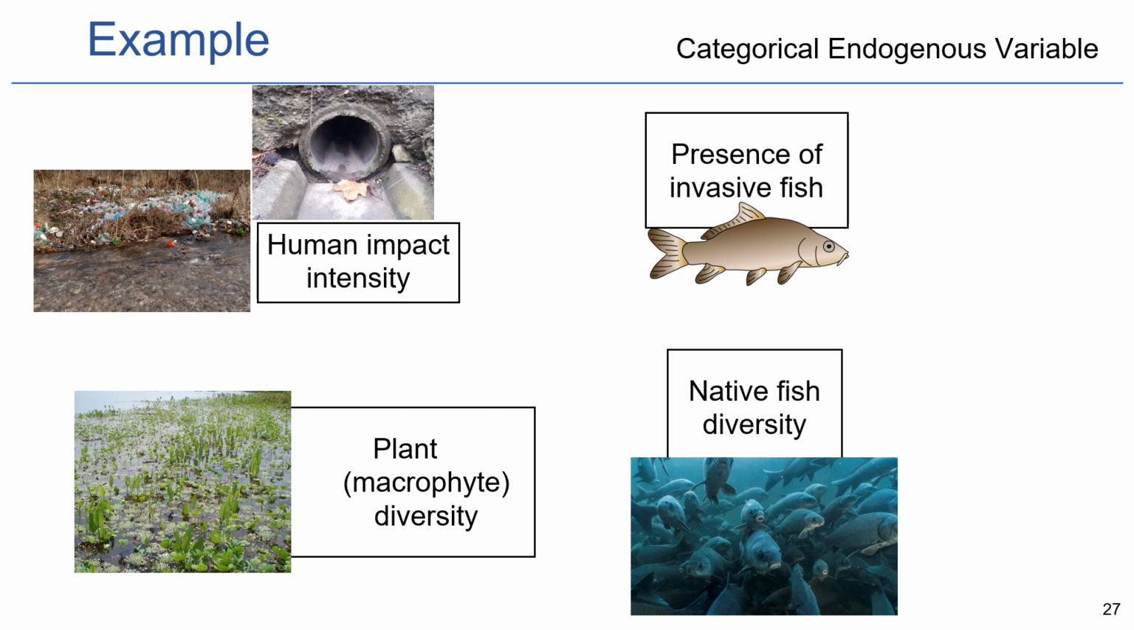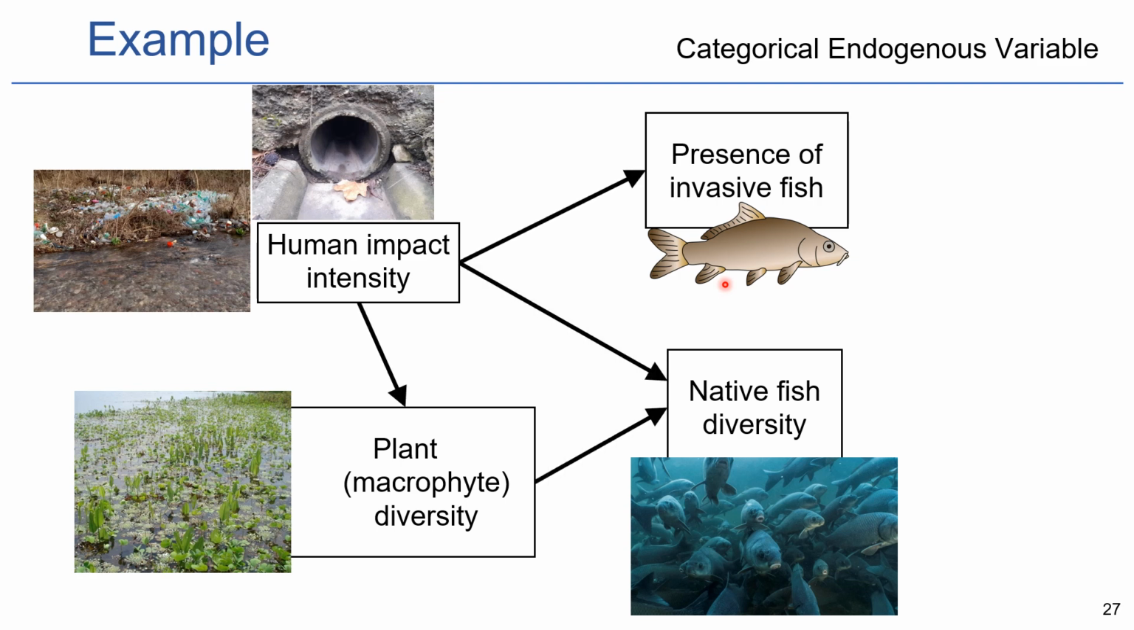And here you see the variables from this project. So we have the human impact intensity here, which is a numerical variable. We have plant diversity, which is also a numerical variable, also diversity of native fishes, and the categorical endogenous variable is the presence of invasive fishes, which has two levels, present or absent.